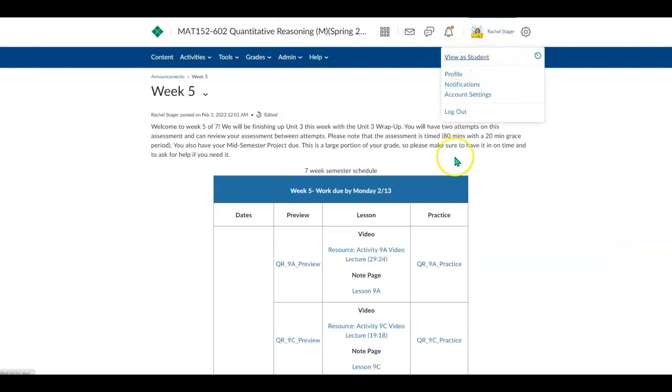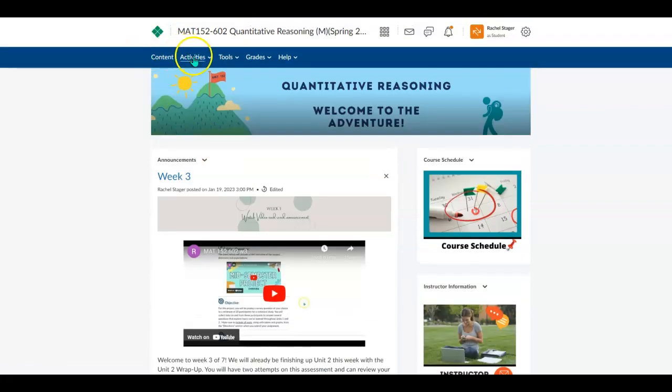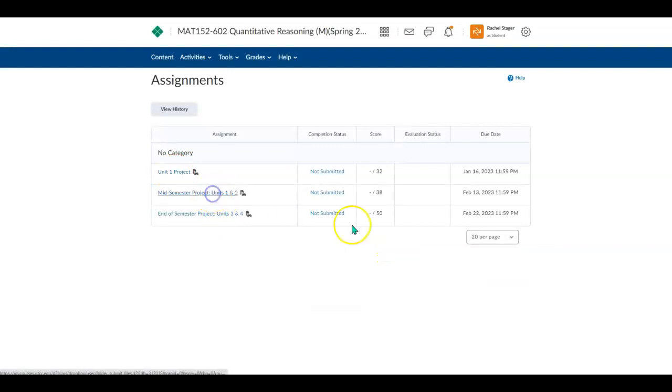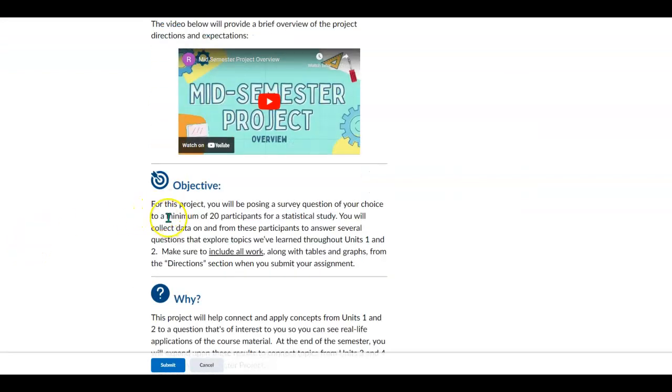I want to review your mid-semester project real quick one last time. So again, this project is where you are taking your 20 participants, the question you're asking 20 participants, collecting a bunch of data, and you are going to be answering questions that are from units 1 and 2.